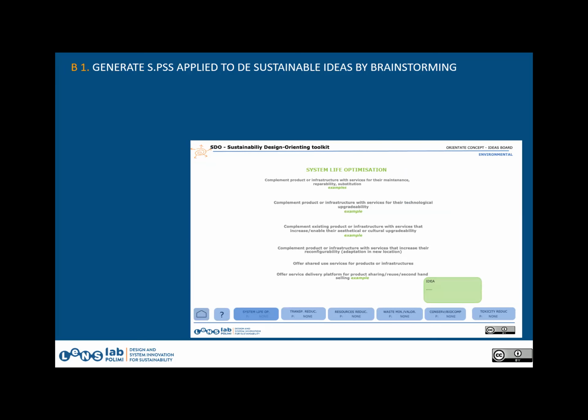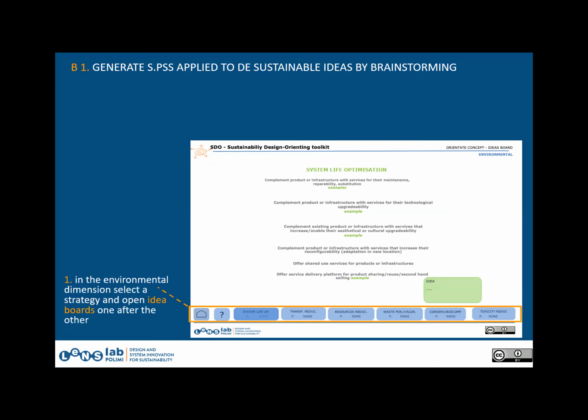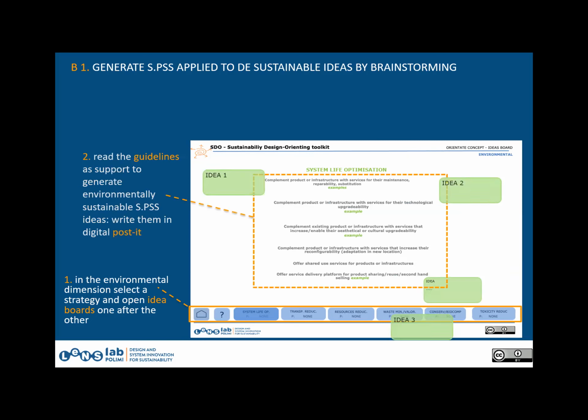This is the screen you will see. Again, in this, you select a strategy and open idea boards one after the other. So you select which one you want to fill out, and then it opens the idea boards. Now, these are the guidelines, basically. In the center, in that orange box, these are the guidelines on how you can, for example, improve system life optimization. So in the bottom bar, we have selected system life optimization for now. So then these are all the guidelines.